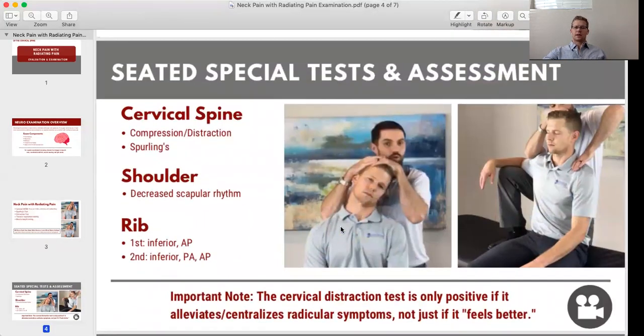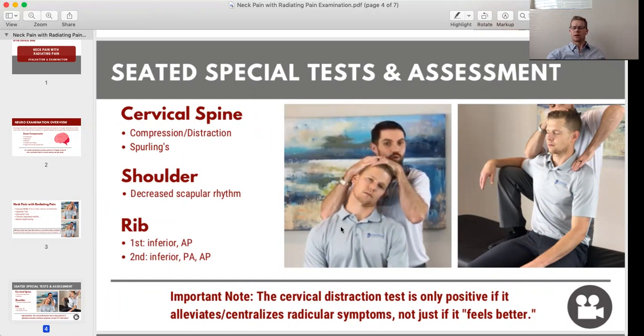Some of the seated special tests and assessment that you should look for, well, we talked about the Sperling's and then compression and distraction. The difference between those two is that a Sperling's test is going to be at an angle versus straight down. When it's just a compression test, it's loading up the facet joints on both sides equally. With Sperling's, you're loading up one side relatively and then compressing down, which in theory would decrease the space for that nerve root.